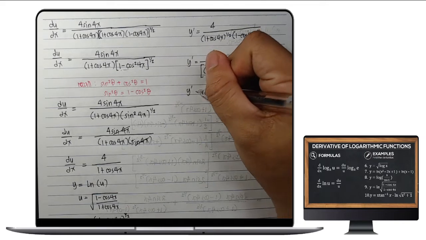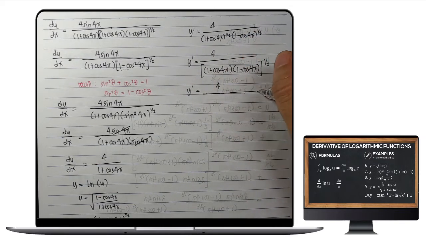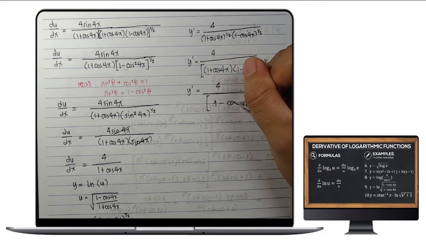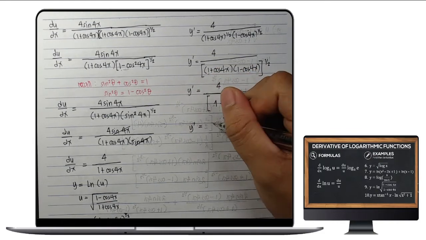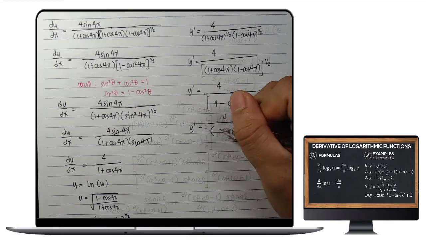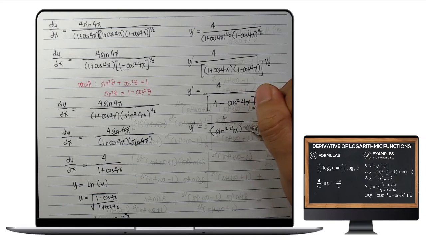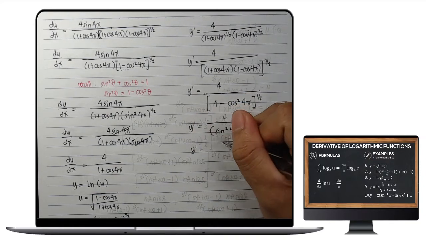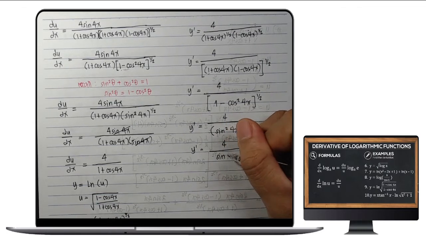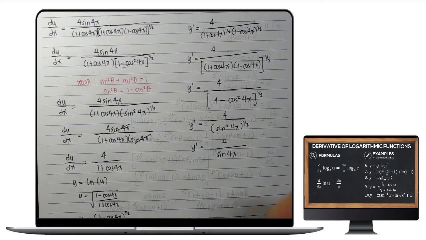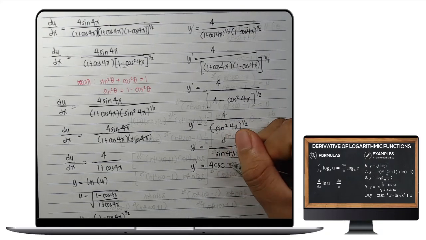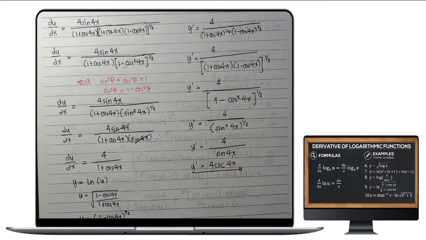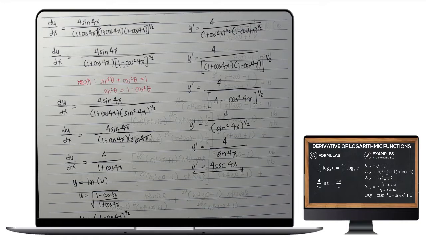Or, simplifying, y prime natin is equal to 4 divided by, so x plus y, x minus y, that is x squared minus y squared. So that is cosine squared 4x raised to 1 half. So y prime natin is 4 all over, so 1 minus cosine squared, so that is sine squared 4x, and that is raised to 1 half. And y prime is 4 all over square root of sine squared, so that is simply sine of 4x. Or, y prime natin, using reciprocal identity, 1 over sine is equal to cosecant. So y prime natin, simply 4 cosecant of 4x. Okay? So ganun lang siya.